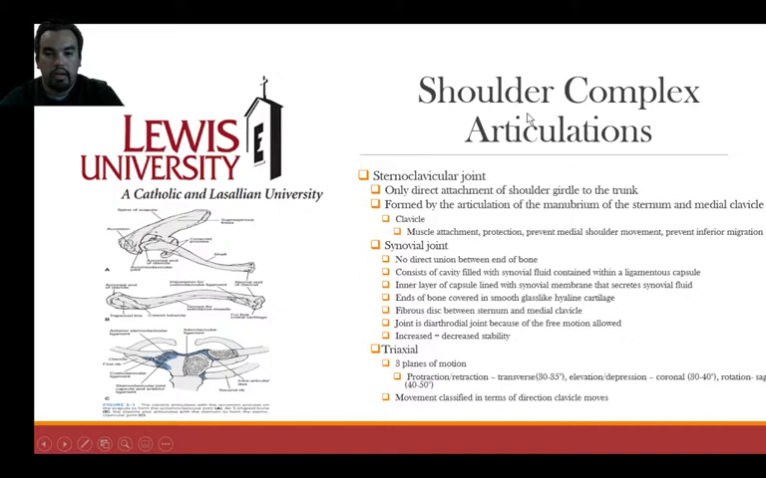Then we have the sternoclavicular joint. It's the only direct attachment of the shoulder girdle to the trunk. It is formed by the articulation of the manubrium of the sternum and the medial clavicle. That clavicle serves as a muscle attachment and protection, prevents medial shoulder displacement, and prevents inferior migration of that. So what does that mean?